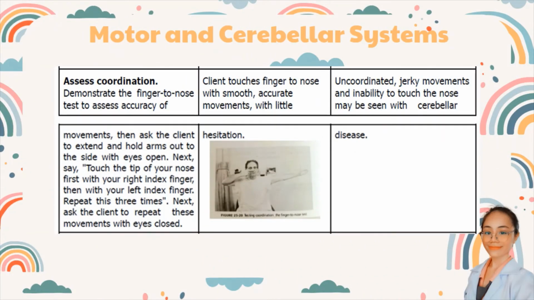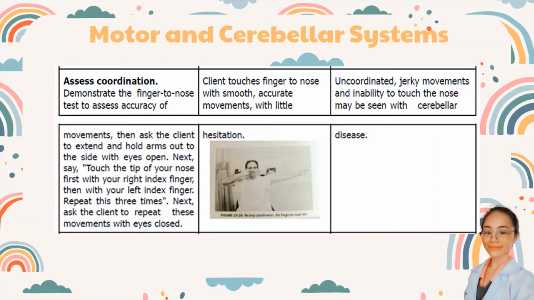Next is to assess the client's coordination. Demonstrate the finger to nose test to assess accuracy of movement. Ask the client to extend and hold arms out to the side with eyes open. Next, say, touch the tip of your nose first with your right index finger, then with your left index finger. Repeat this 3 times. Next, ask the client to repeat this movement with eyes closed.